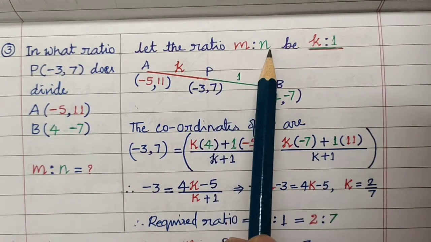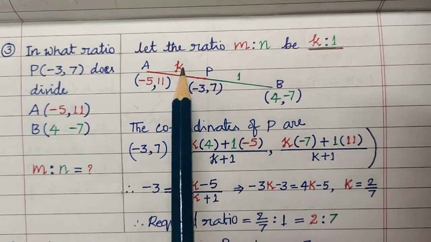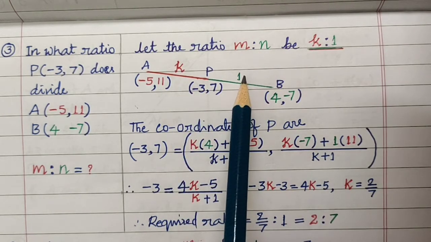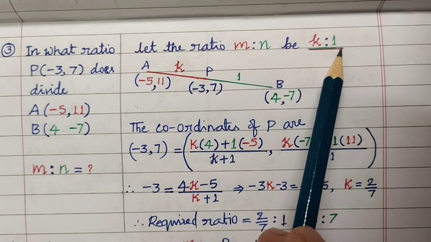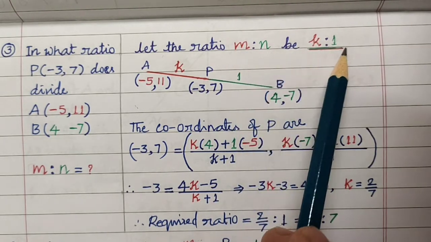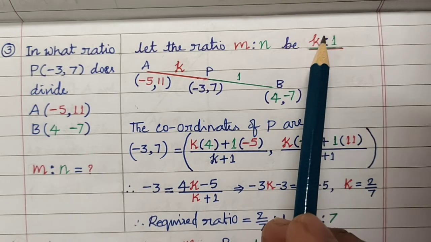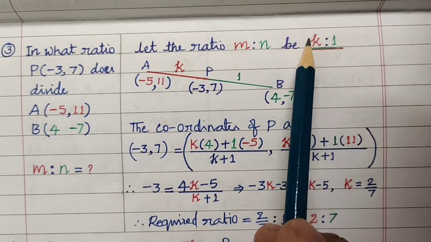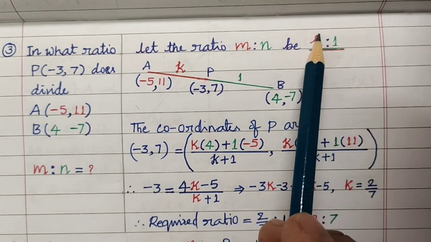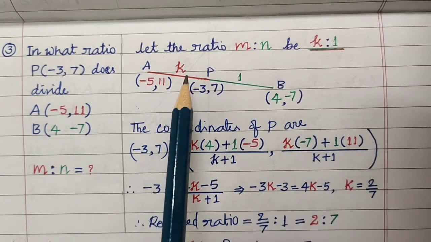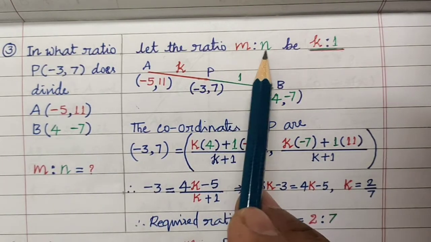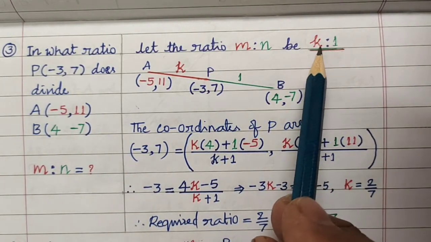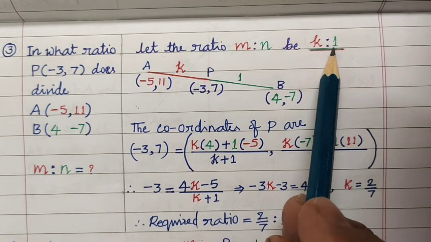Let the ratio m is to n. Earlier we were using m and n here. Let the ratio m is to n be k is to 1. So why have we taken k is to 1? If you take k is to 1, we need to find only one variable, k. That's why we have taken k is to 1. Later on we can find the exact values of m and n. If it is one variable, that's why we have taken k is to 1.